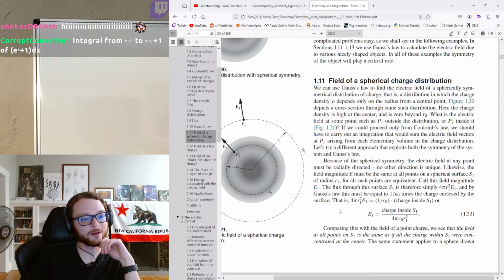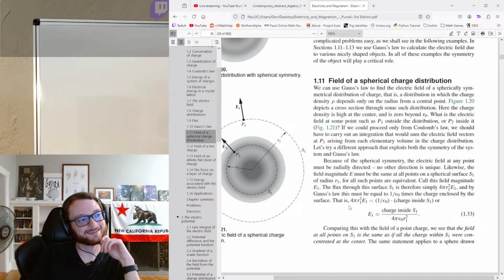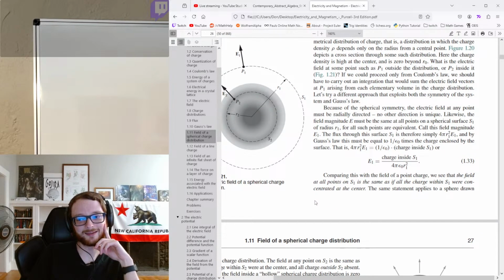Integral from minus infinity to minus infinity plus 1? I would guess that that's 0. I don't really know. So I think that minus infinity plus 1 is basically just still minus infinity. But I guess an integral from minus infinity to minus infinity isn't so clear to me.